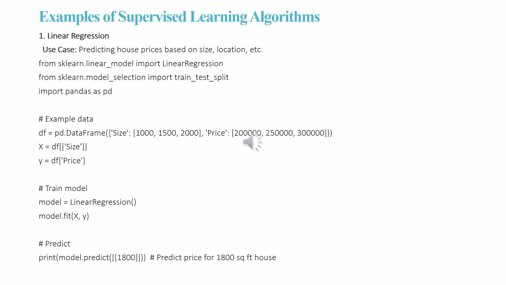So 1,500 and 2,000, these all come under the square feet of the particular area. You're going to find out the size. You can take some data and sort out the function. The train model here means linear regression. I'm going to find out what the model fit is here: X axis and Y axis. The prediction model means 1,800 square feet, I'm going to predict the overall model. Okay, so this is one of the examples of linear regression.